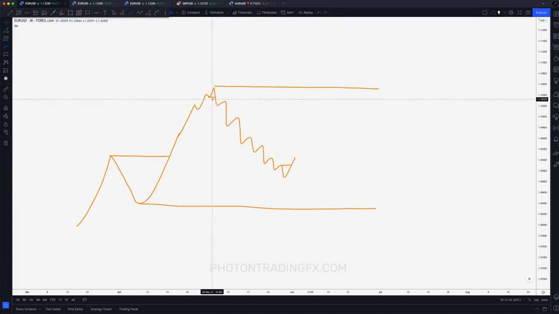And then this here, the internal structure, I basically only will draw on when we get those initial changes of character, okay? So I'm not going to draw on every time an internal low is broken like this, because for me, it's pretty irrelevant. It's very tiny structure. It doesn't mean a lot. All I care about is the first time the internal structure shifts, okay?